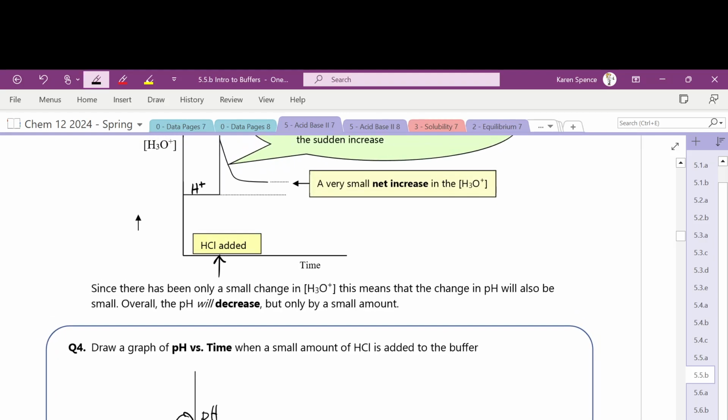So the H plus went up, so the pH will go down. And then it will come back up to close to its original value, but not quite there.